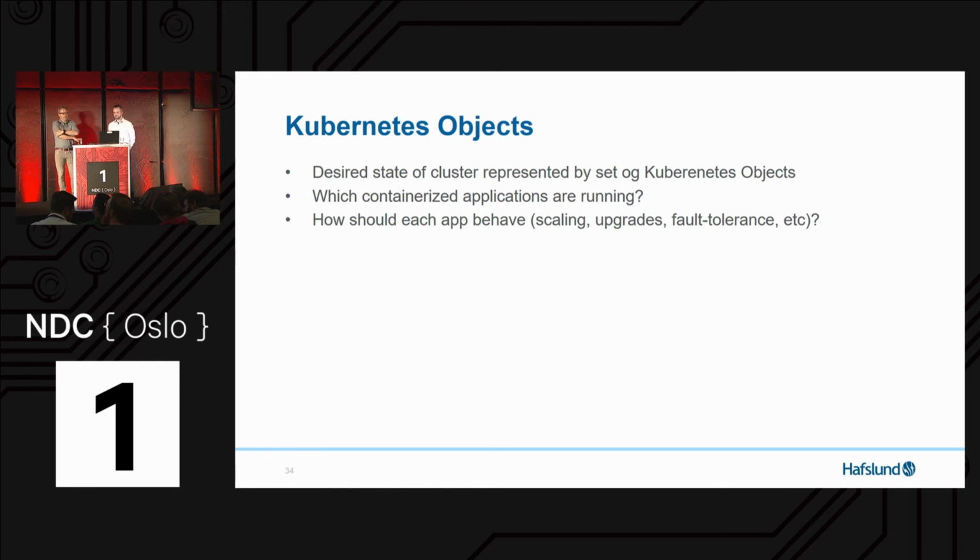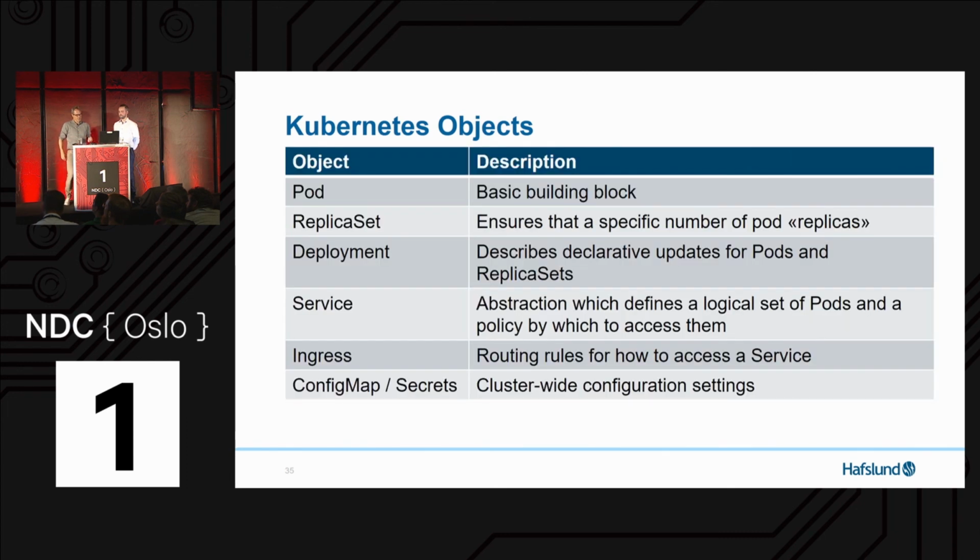So when you're working with Kubernetes, you are defining Kubernetes objects, and that's what you define in your YAML files. And what they are, as I mentioned, are the desired state of what you want running on your cluster: what you want to run, and how each application should behave when it comes to scaling, upgrading, and fault tolerance, and those kinds of things. And there are several kinds of what we call objects. All of them are defined in the same way, and these are the most basic or important ones.